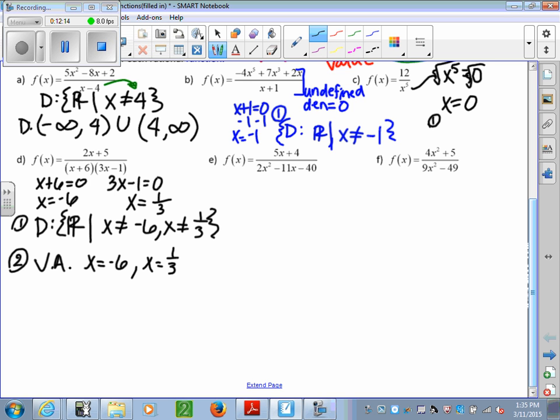Okay, so now we go to E. So E has a little bit of an extra step. Same thing though. I want to know where my denominator is equal to 0, because where it's equal to 0 is where it's undefined. Where it's undefined tells me my domain and my vertical asymptotes. However, notice in D, it was already factored for me, and I just set my two factors equal to 0 and solved. Well, E is not already factored for me, so I need to factor E.